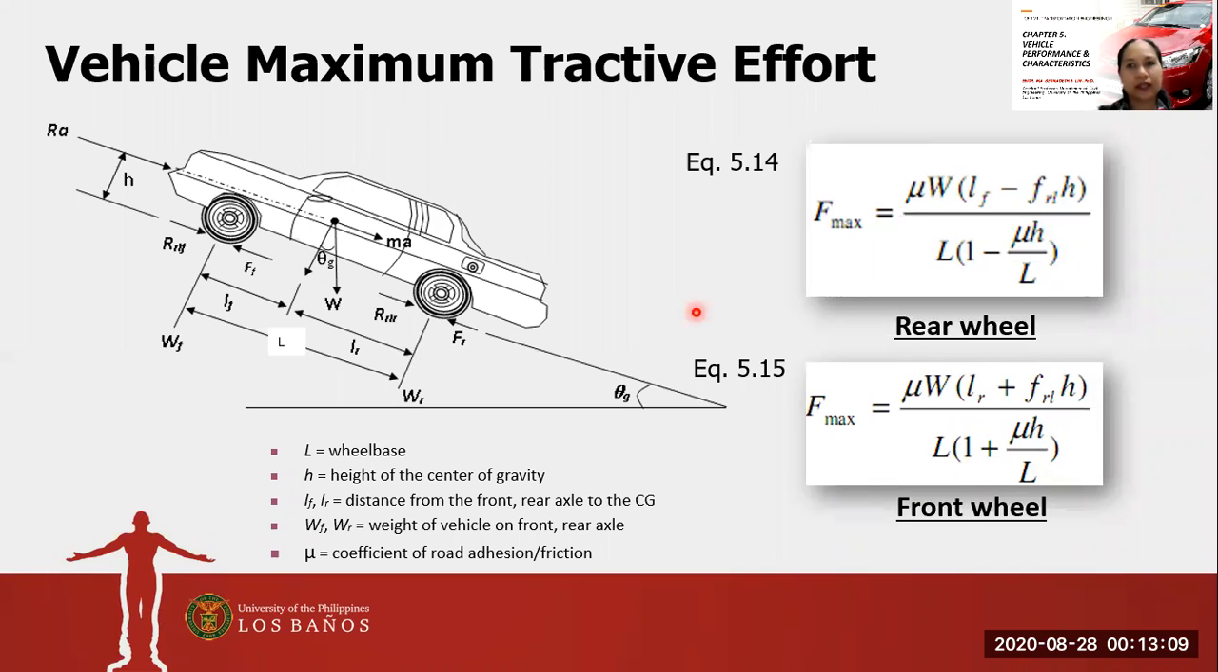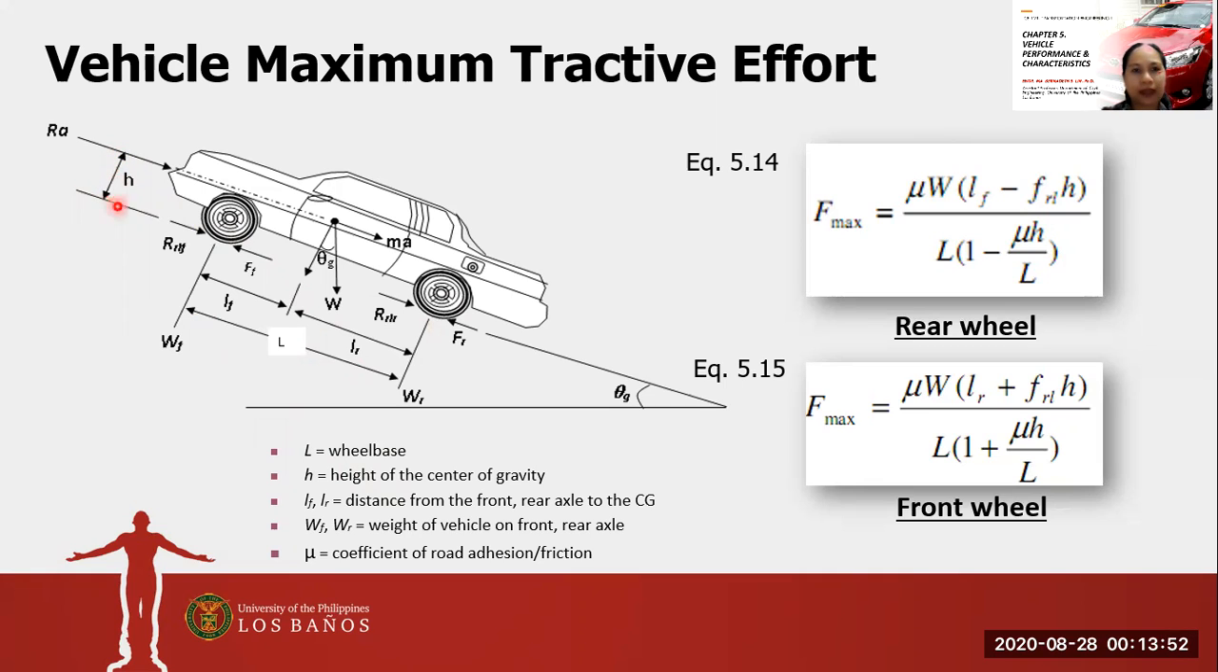Let's look into detail of this figure again. The normal forces that we're talking about, normal to the tires, are WF and WR. These are the weight of the vehicle on the front and rear axle respectively, and the distance from one tire to another is what we call the wheelbase L.